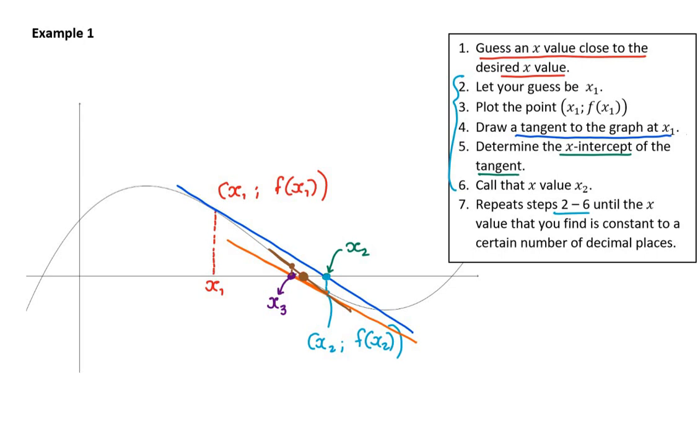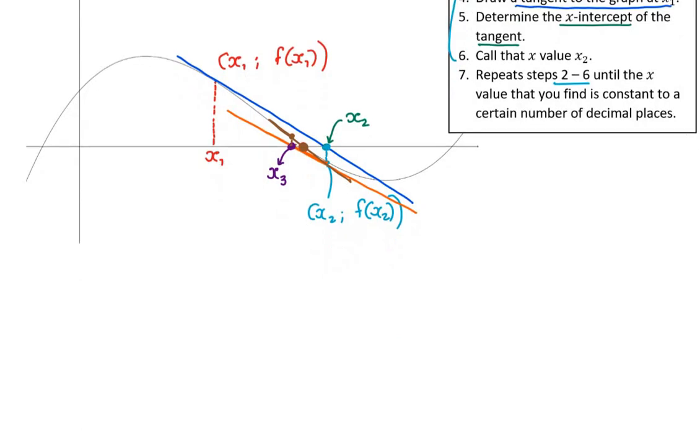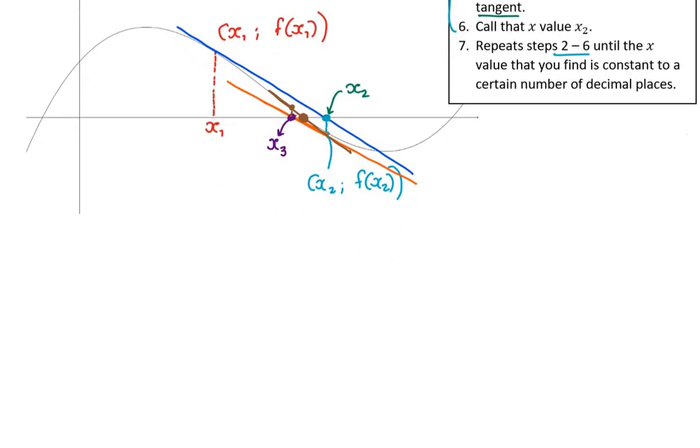So this is the idea. Plot the point, draw a tangent, find that x-intercept, and that's a better approximation than the last one. And then you repeat, and you just get a better and better approximation. So it's pretty cool. Now, what does the algebra behind this look like? So let's have a look.